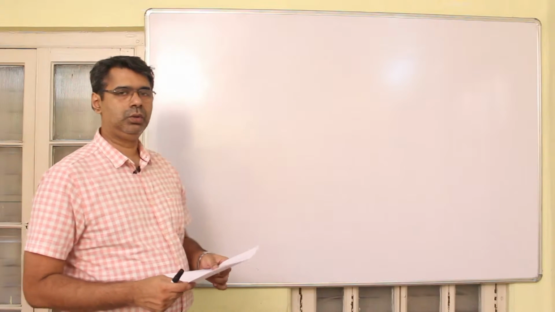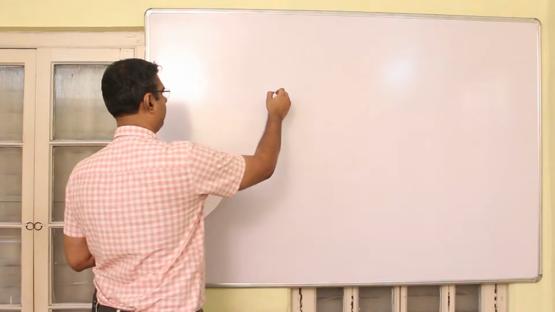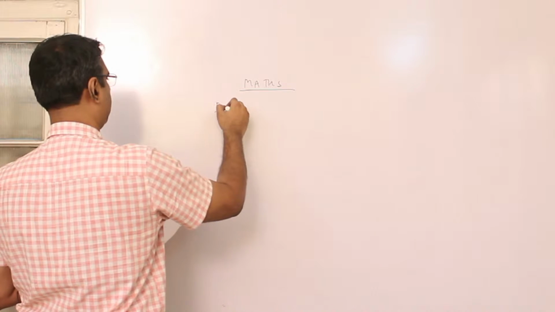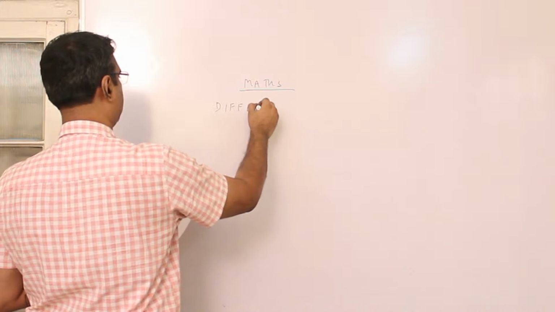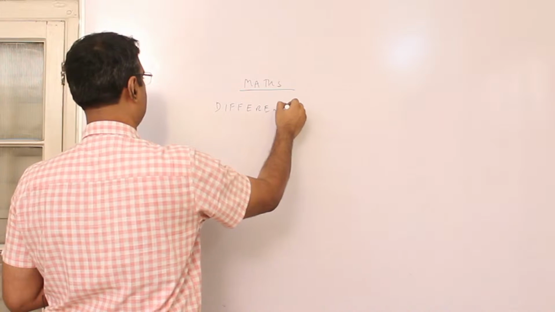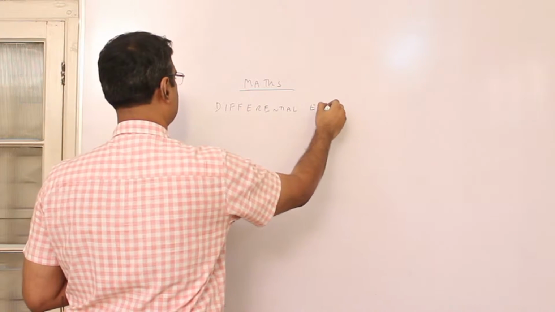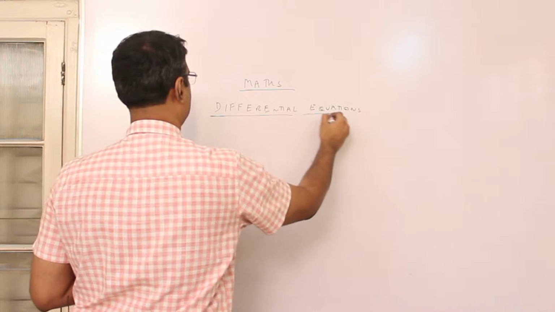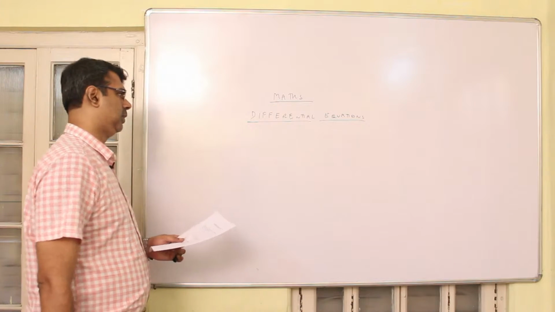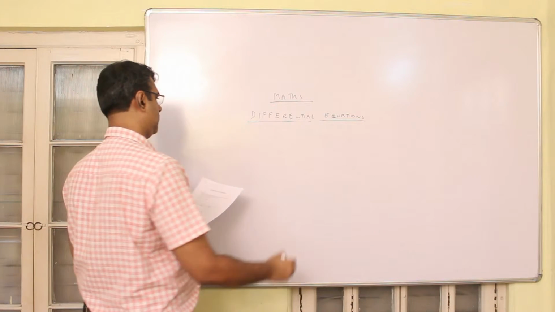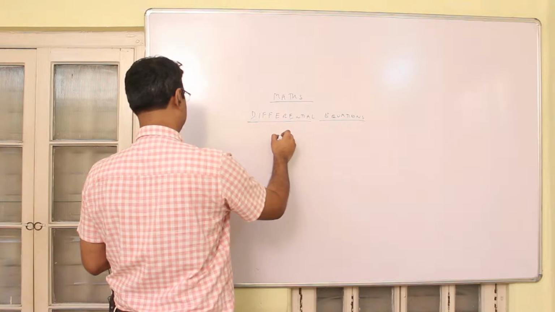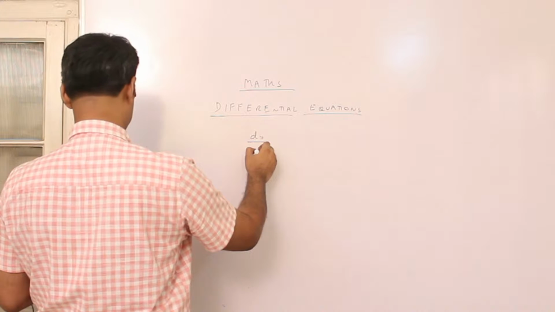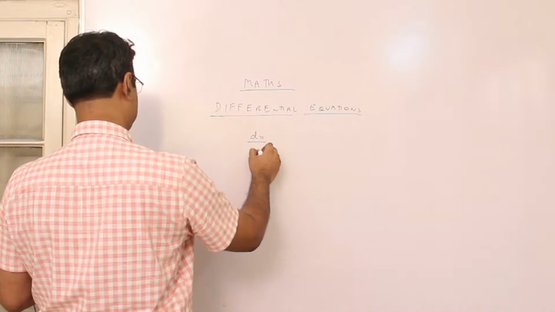Today we are going to do differential equations. What is a differential equation? An equation in which the derivative itself acts as a variable is called a differential equation.